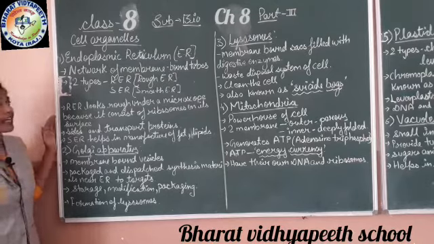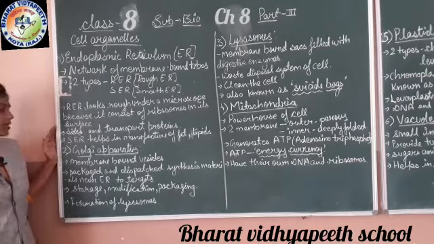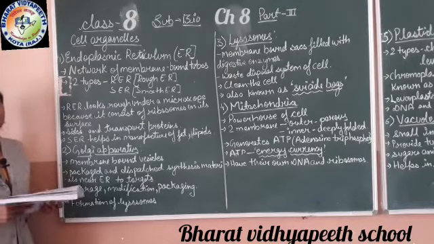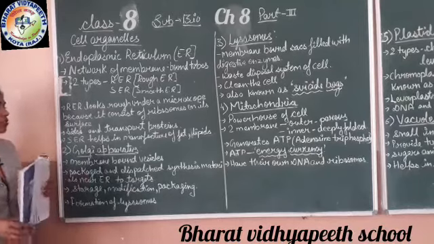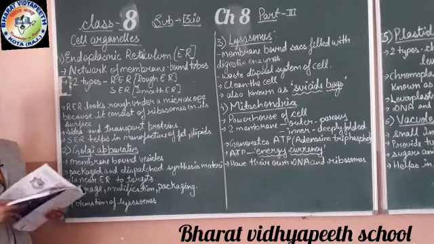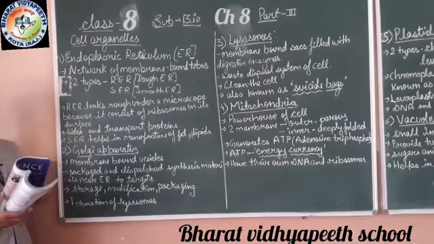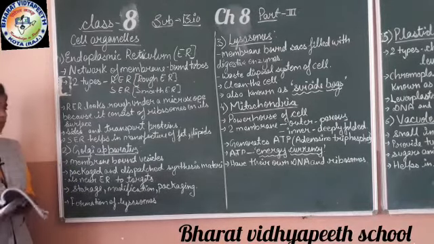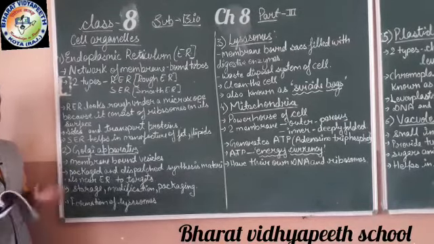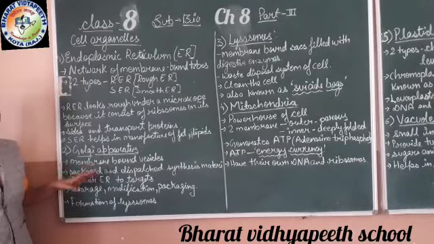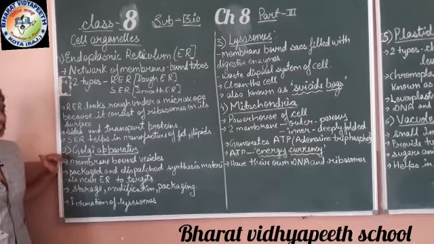After endoplasmic reticulum, our second cell organelle is Golgi apparatus. Golgi apparatus was discovered by Camillo Golgi, who explained what a Golgi apparatus is and how it works. The name Golgi apparatus is given after the scientist who discovered it. It was discovered by Camillo Golgi, and that is why its name is Golgi apparatus.